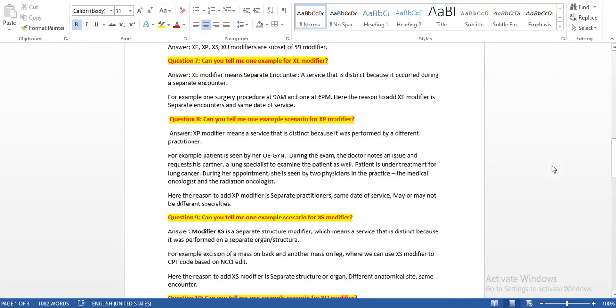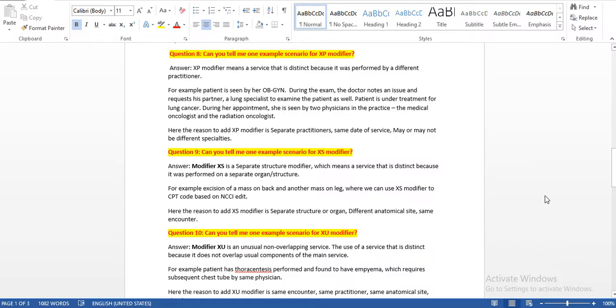Question 7. Can you tell me one example for XE modifier? Answer. XE modifier means separate encounter, a service that is distinct because it occurred during a separate encounter. For example, one surgery procedure at 9 a.m. and one surgery at 6 p.m. Here the reason to add XE modifier is separate encounters on the same date of service. So on the same date of service, the physician performs two separate surgeries. In that situation, we need to add XE modifier. Here X means separate, E means encounter. So separate encounters.